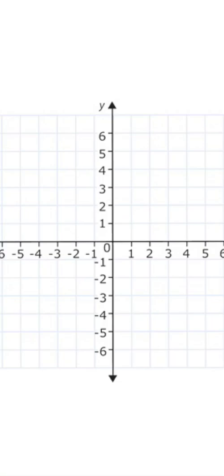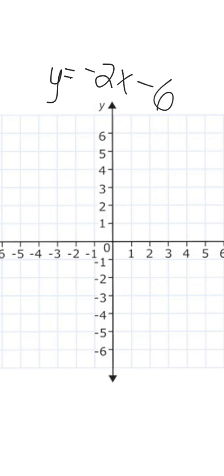I want to make sure that we have a clear understanding of how to graph equations that are written in slope-intercept form. So I'm going to show you how to graph two different equations. The first equation that we will graph together is going to be y equals negative 2x minus 6.